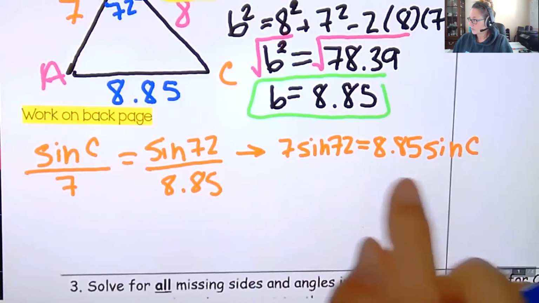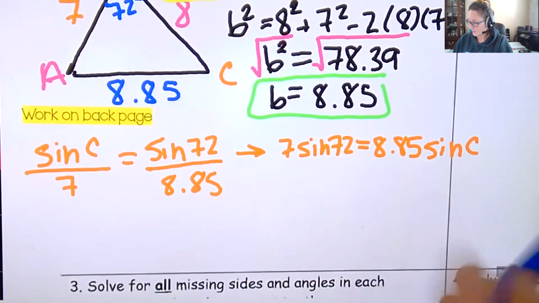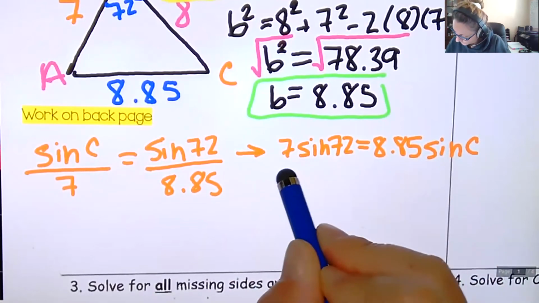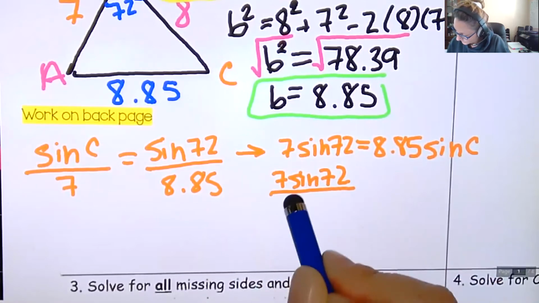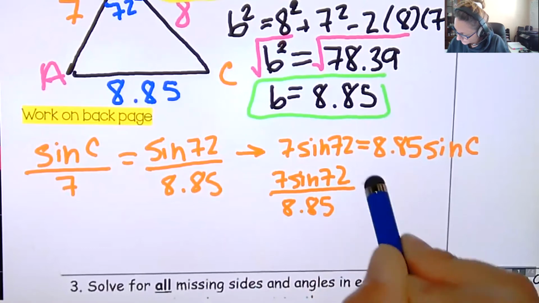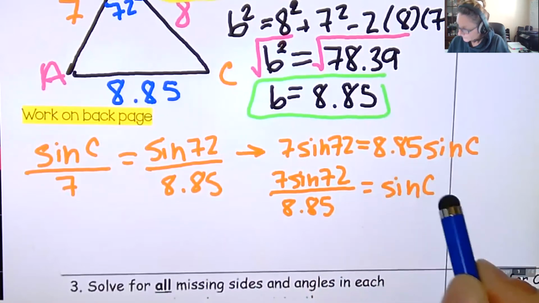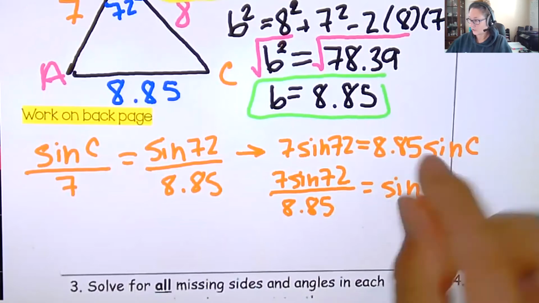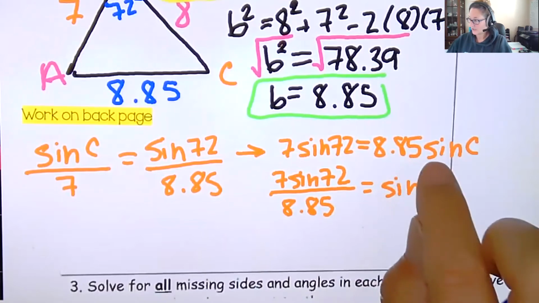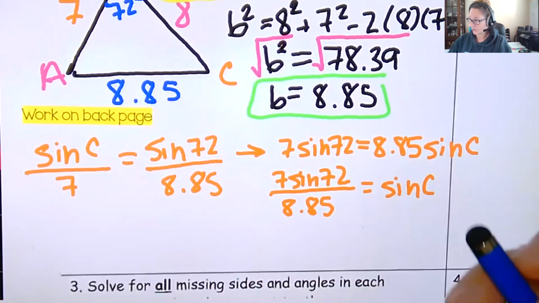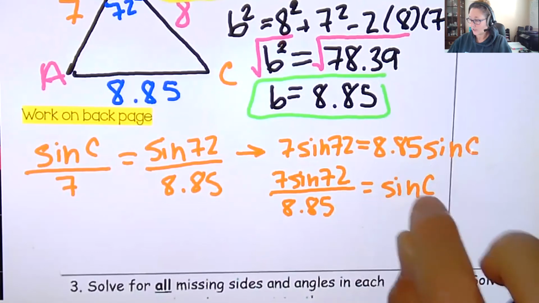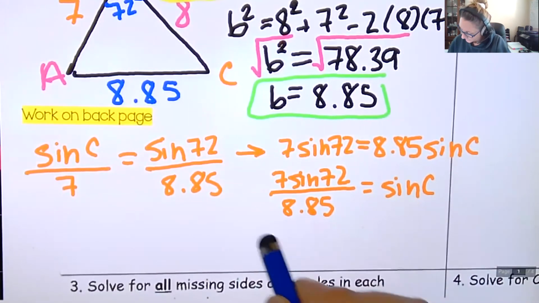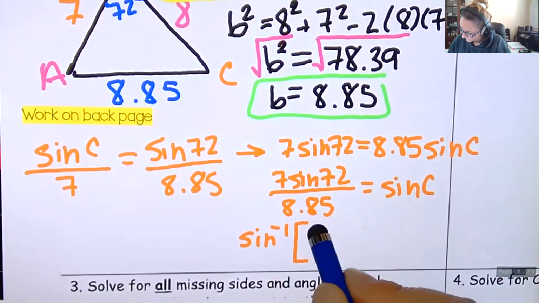And now I am going to divide both sides by 8.85. Okay. And so I'm going to get 7 sine of 72 over 8.85 is equal to sine C. Now, myself personally, I usually go from this step to the step I'm going to do next because I know that I'm going to be finding the inverse of this. So I am going to basically be doing sine inverse of this whole thing.